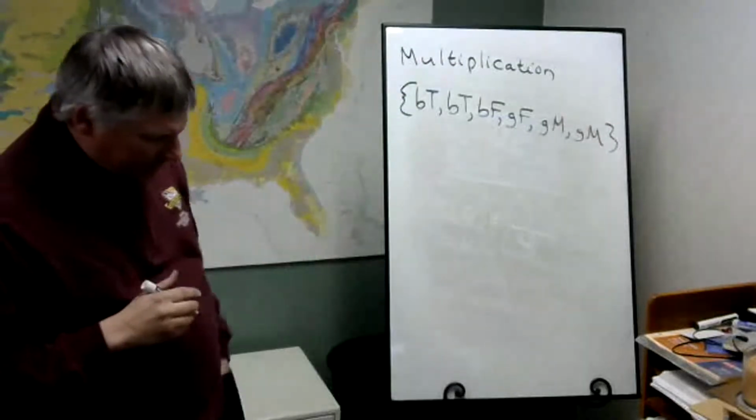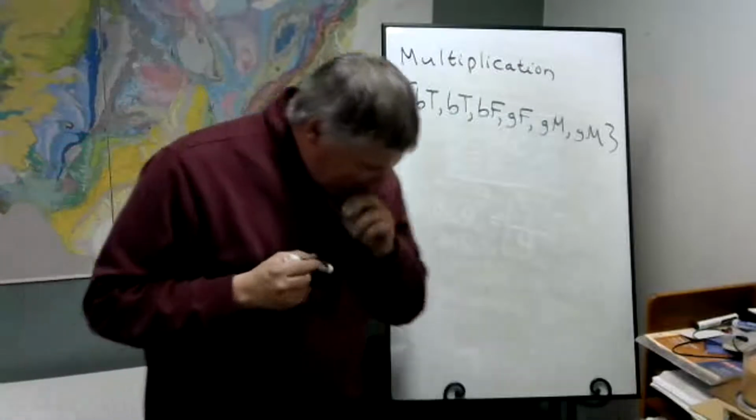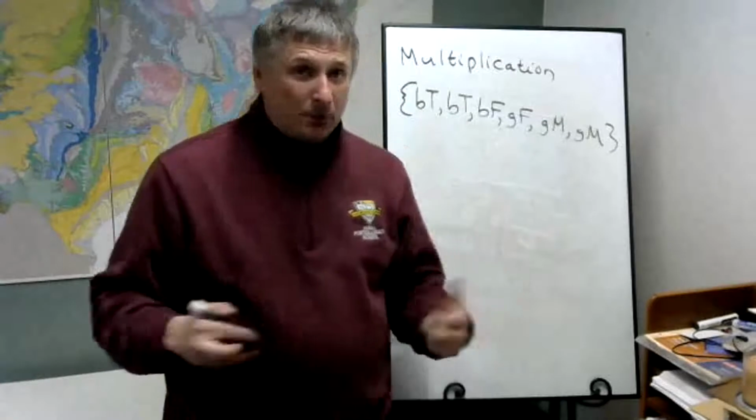So we might ask this question. This is our sample space here. Let's say we want to know the probability of Toyota and blue.